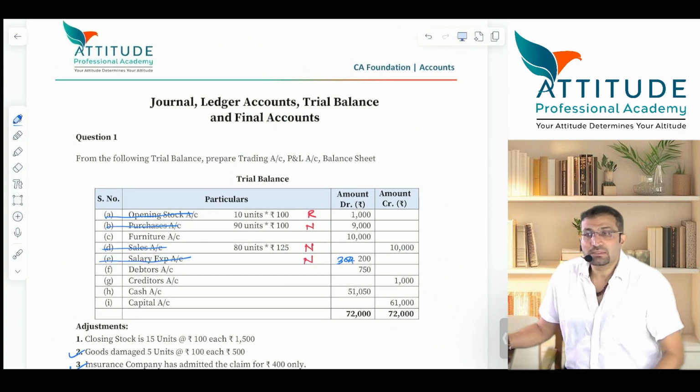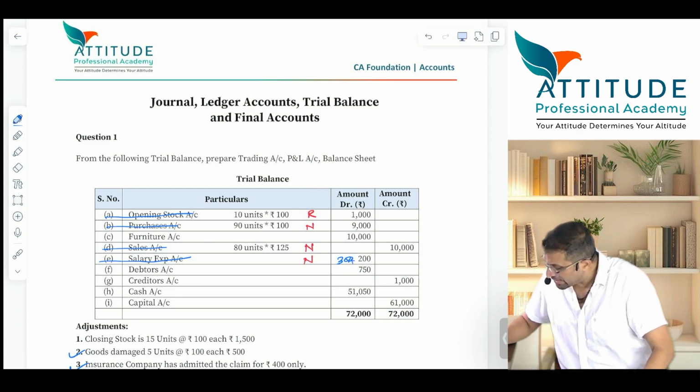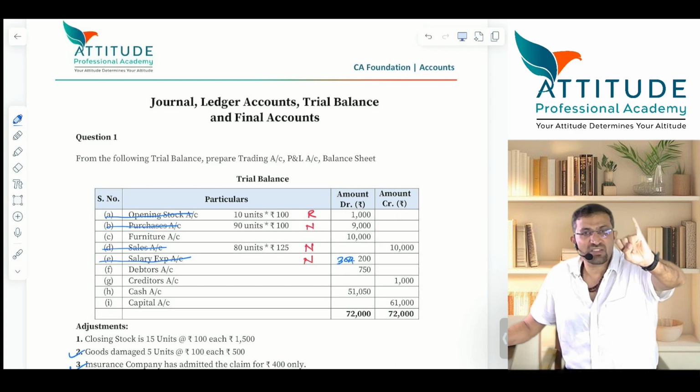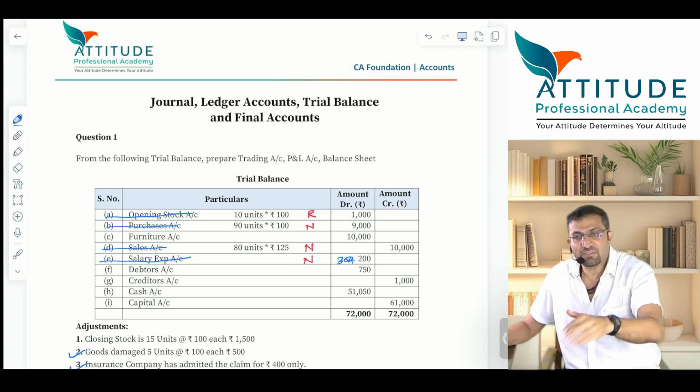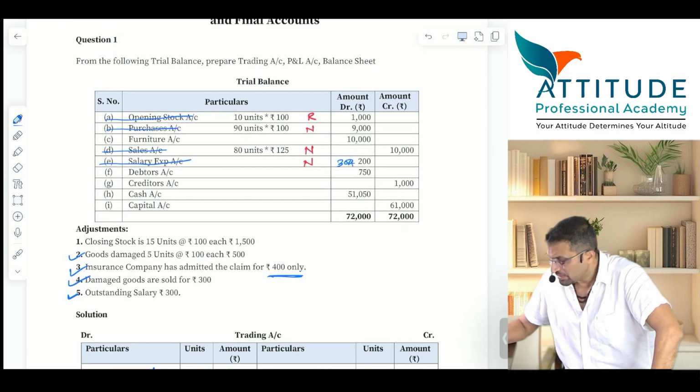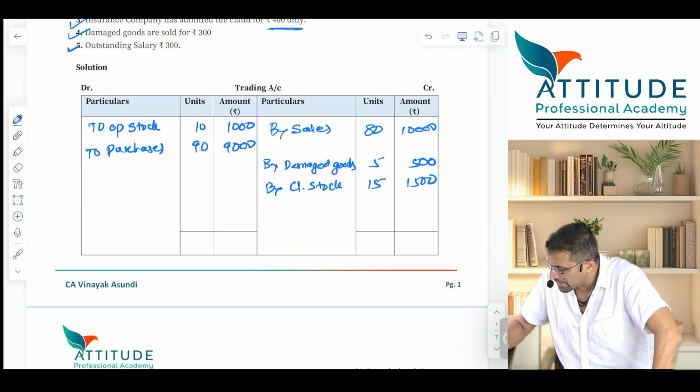Correct? Yes. Any nominal account left? No other nominal account is left. Two accounts are left, nominal. One is trading, another is what? P&L. And then we'll prepare the balance sheet. Is that clear? Okay. Shall we close all the accounts now? Yes, two accounts are to be closed. Entry, tell me.